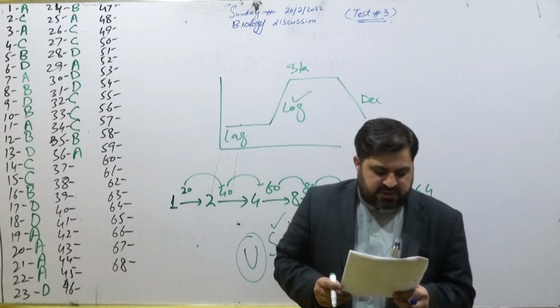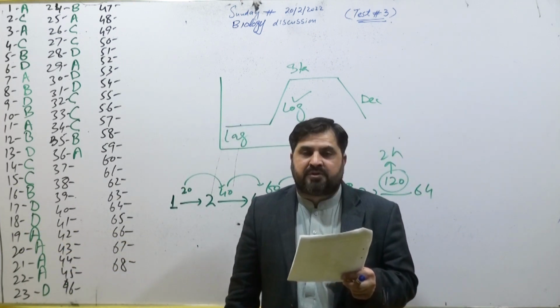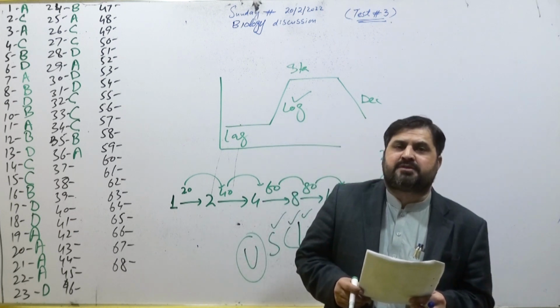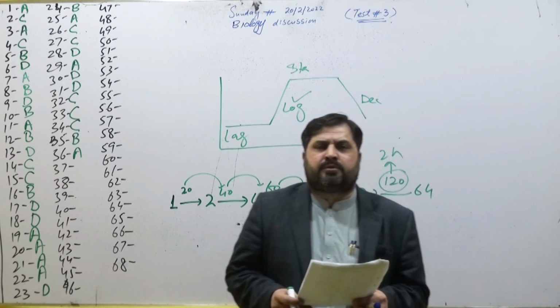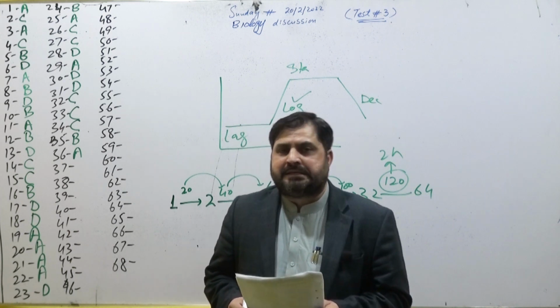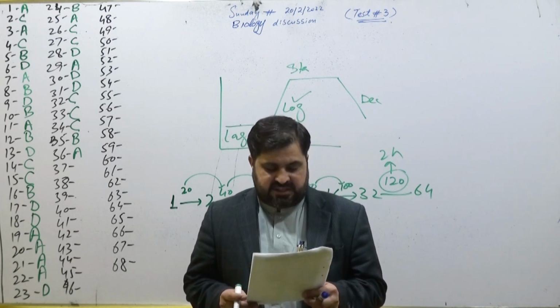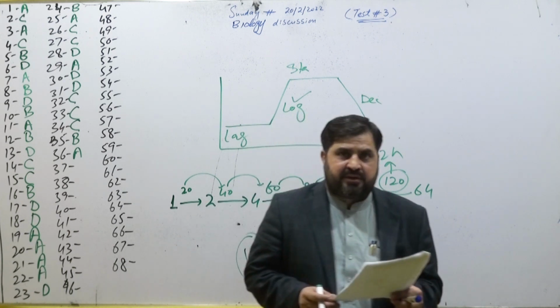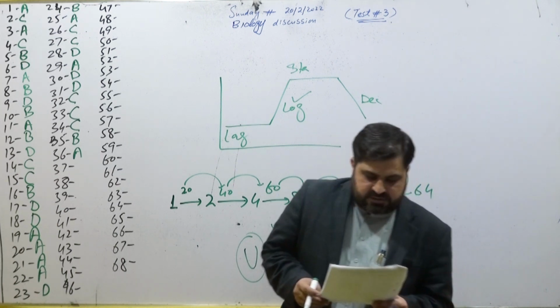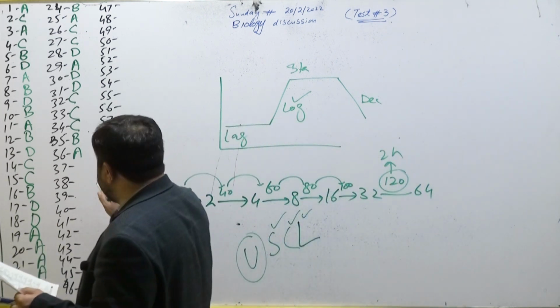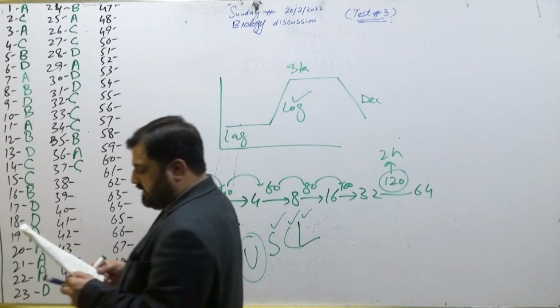Coming toward MCQ number 37, trypanosomiasis. What is trypanosomiasis? Trypanosomiasis is an example of phylum Zooflagellates, and it causes African sleeping sickness. So option C is correct.